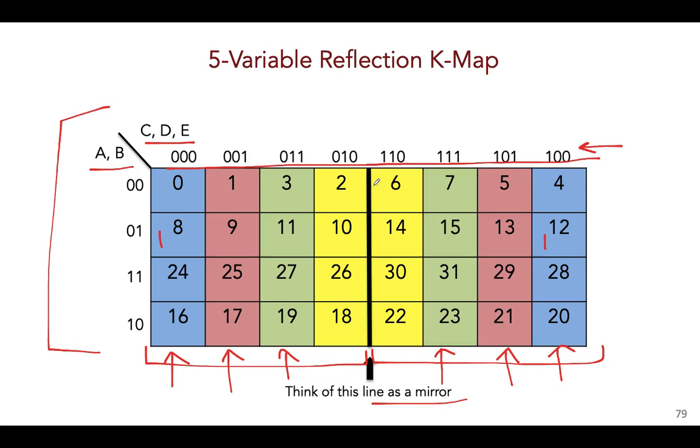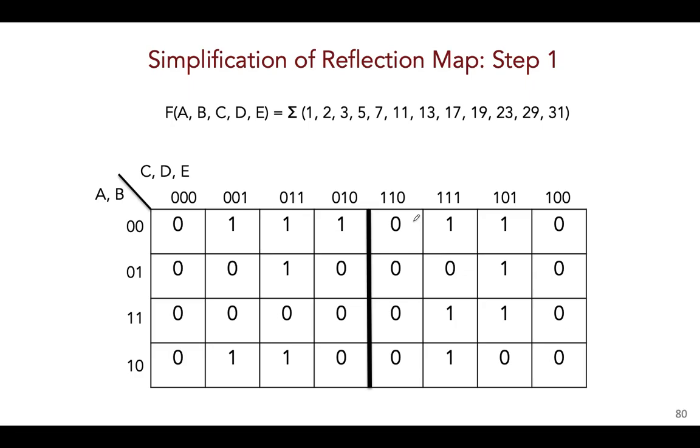The point is, think of this central line as the mirror, and then this half is essentially a mirror reflection of this half. This is what a 5-variable reflection K-map looks like. So let's take an example and see how to simplify a 5-variable K-map in the reflection format.